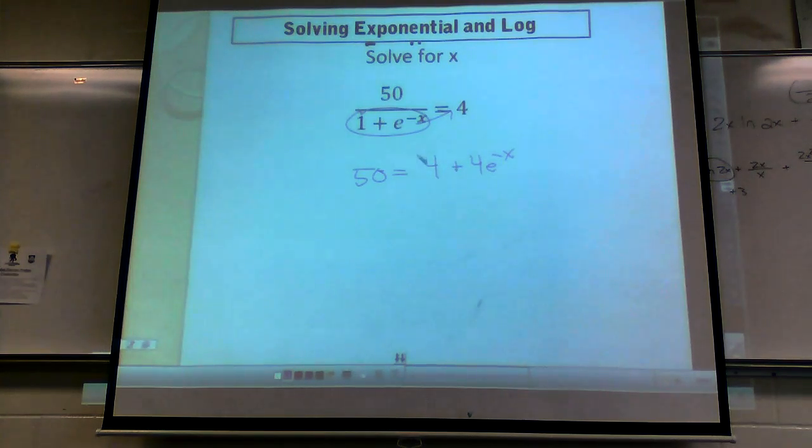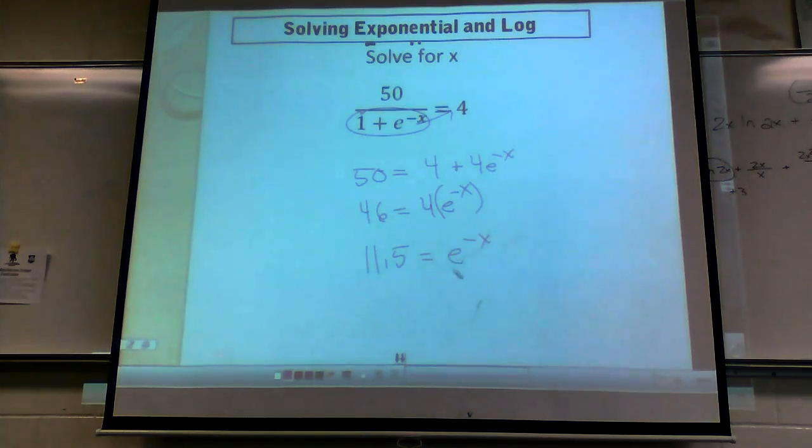Yeah. Okay, and then, once you're here, I would subtract that 4 over. The only other thing is I want e to the negative x by itself, so that now I can divide by 4, because this is 4 times my exponent. This is the case where I'm not raising 4 to a power, so I can go ahead and divide it. So 46 divided by 4 is 11.5.